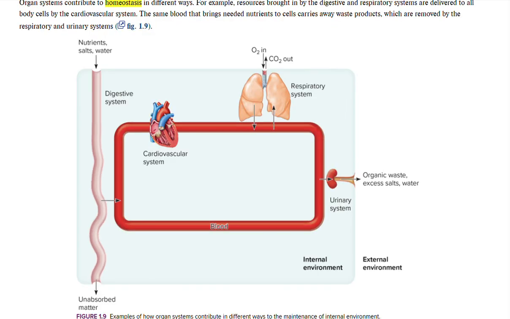Organ systems contribute to homeostasis in different ways. For example, resources brought in by the digestive and respiratory systems are delivered to all body cells by the cardiovascular system. The same blood that brings needed nutrients to cells carries away waste products, which are removed by the respiratory and urinary systems. Figure 1.9.